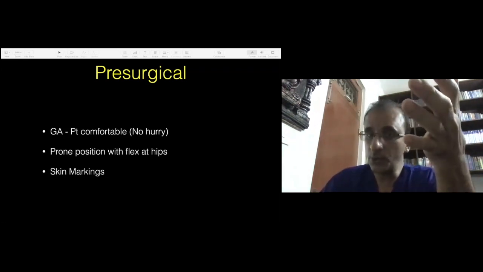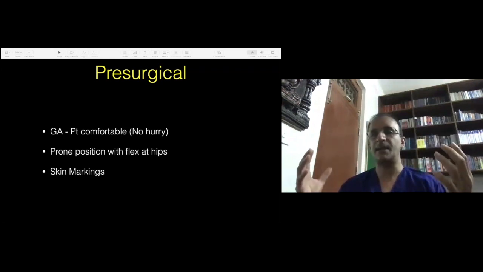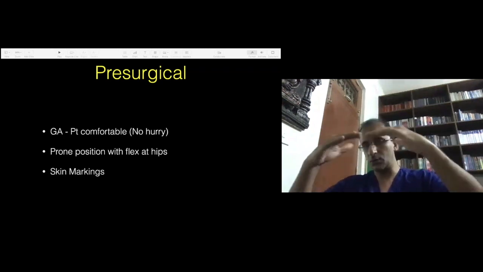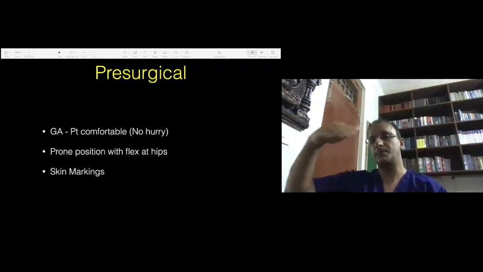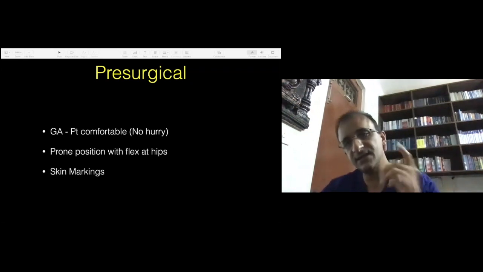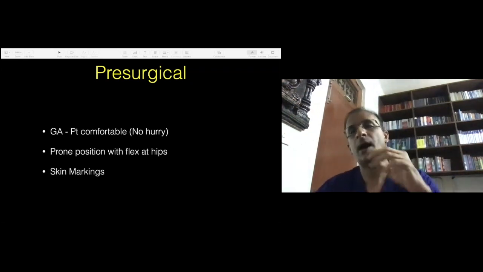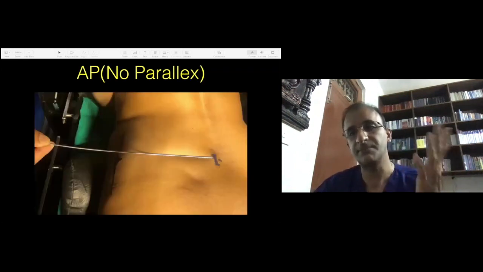I use prone position with flexion at hips, very similar to interlaminar. I want to remove the lordosis of the lumbar spine. I just make it flat and then I undertake the skin markings. Now, I would explain to you how I go about the skin markings.